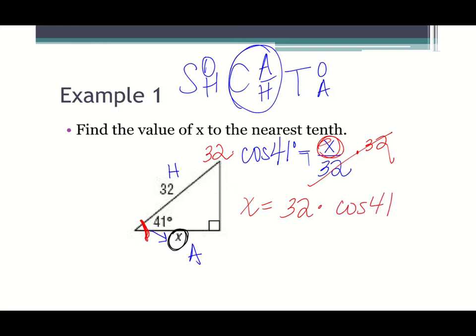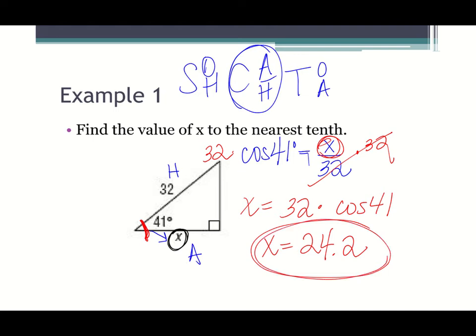You're just going to use your calculator to do this. 32 times cosine of 41. Type it in your calculator just like that. And we are rounding to the nearest tenth to 1 decimal place. So if I go ahead and type this into my calculator, I should get x is equal to 24.2. So that is what that side is.